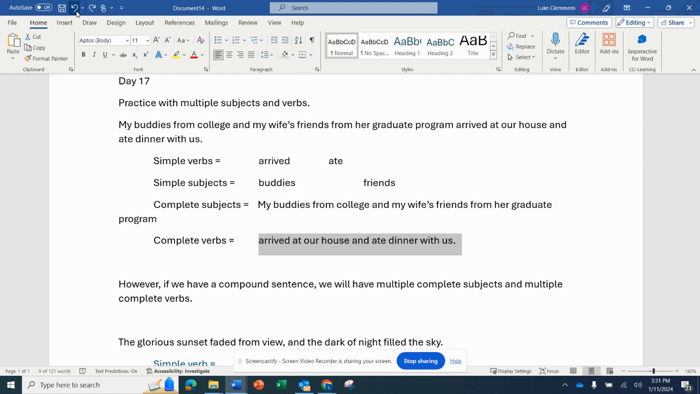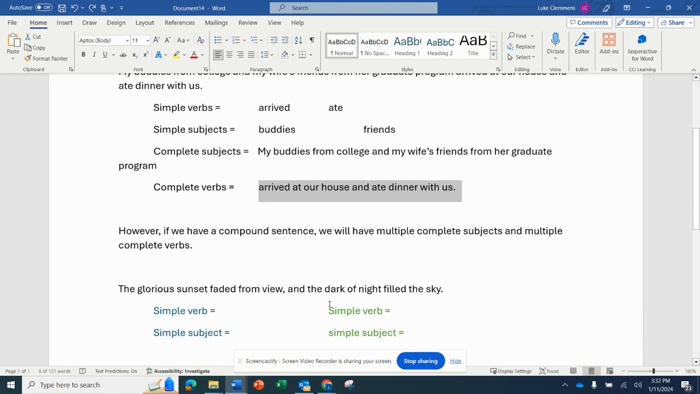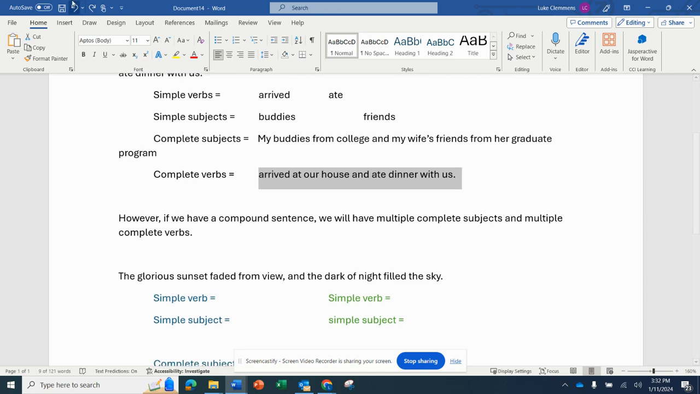Okay, when we define complete subjects, it's the simple subject and all associated words. Okay, so because it's one thought, each simple subject is part of that one thought and therefore part of the complete subject. Same thing with the verb. However, if we have a compound sentence, we will have multiple complete subjects and multiple complete verbs. Okay, so the glorious sunset faded from view, and the dark of night filled the sky. Okay, here we have a compound sentence. We look at our simple verbs and our simple subjects. Okay, simple verb, faded, filled, and then our subjects are sunset and dark.